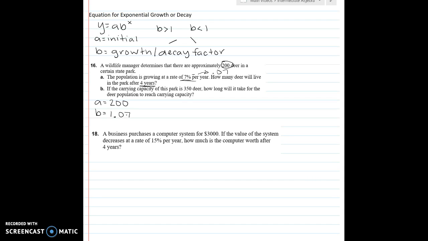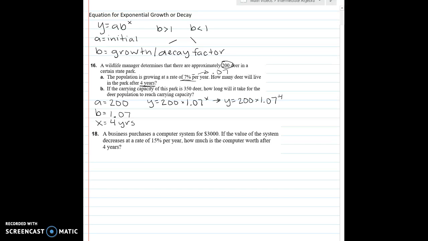And then in letter A, we want to know what's happening after 4 years. So x is going to be equal to 4 years. So our general equation is going to be y equals 200 times 1.07 to the x power. But in this problem, we want to know what happens after 4 years. So y is going to be equal to 200 times 1.07 to the 4th power.